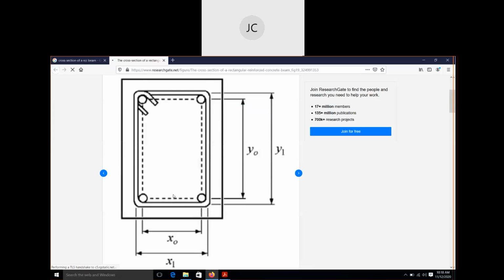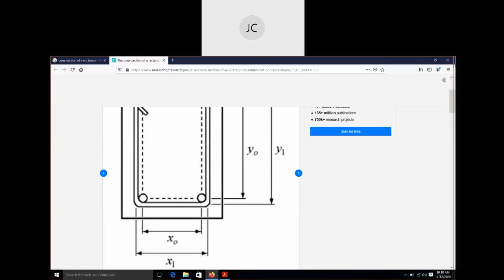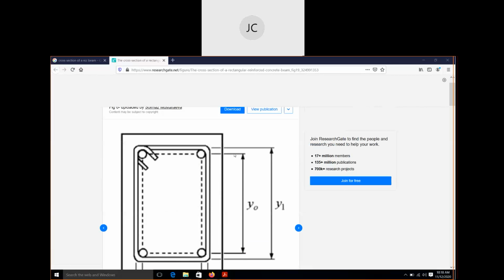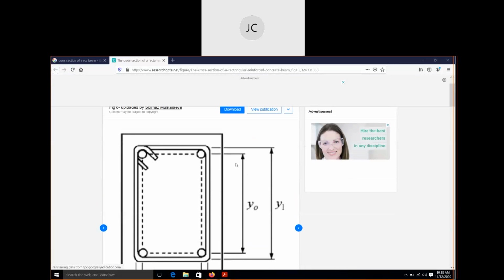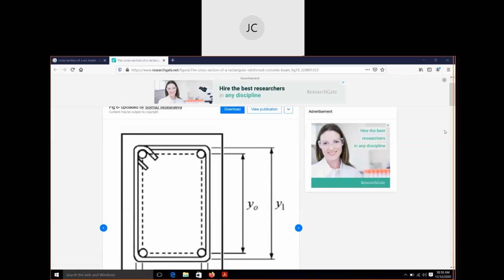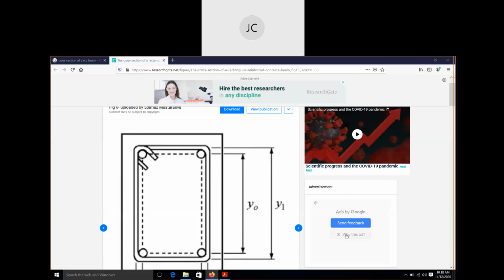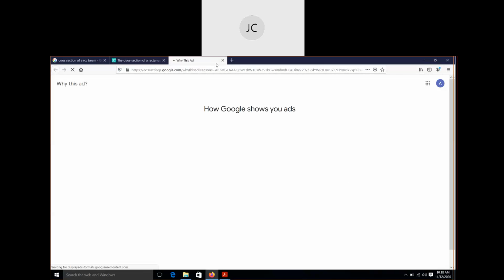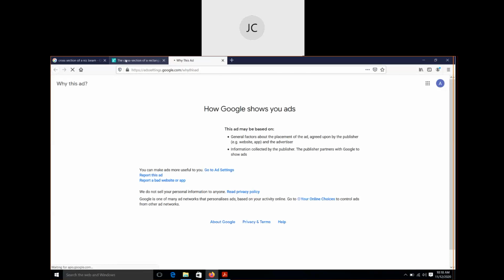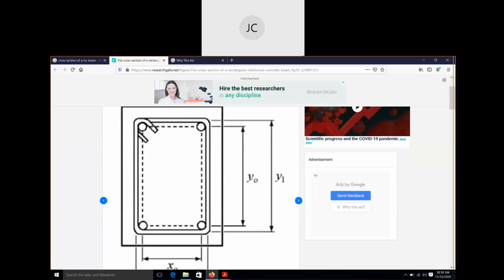Okay. So now see this beam. Now see this beam. Okay. So now this is the beam. So the total depth is from this portion to this portion.